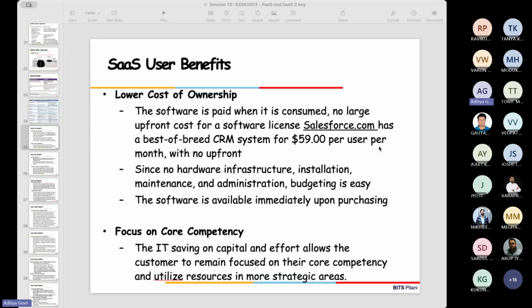And with this, we can now focus on our core competencies. That is what our application company has to do, instead of looking into how we can save on capital or on the effort of setting up infrastructure or technology stack or getting IT personnel. Instead of looking into all of those things, we can focus on core competencies.